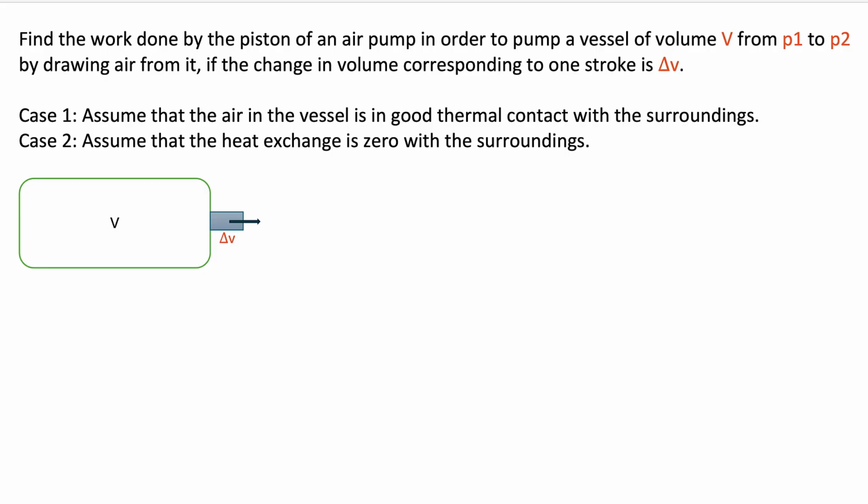Find the work done by the piston of an air pump in order to pump a vessel of volume V from P1 to P2 by drawing air from it, if the change in volume corresponding to one stroke is delta V.